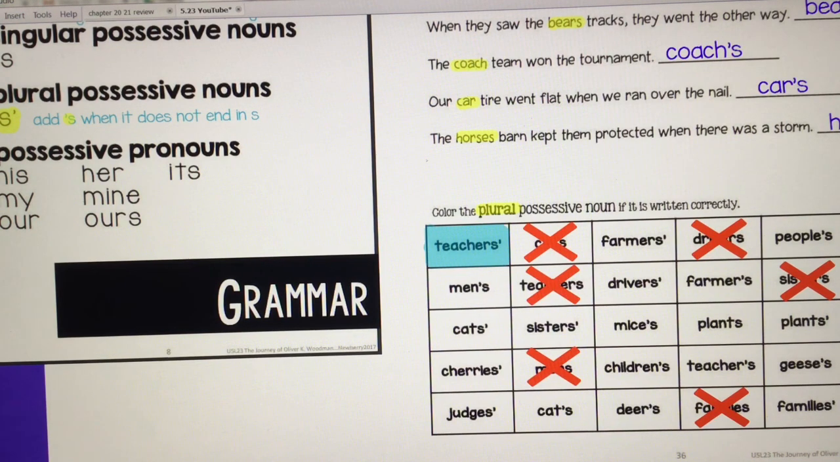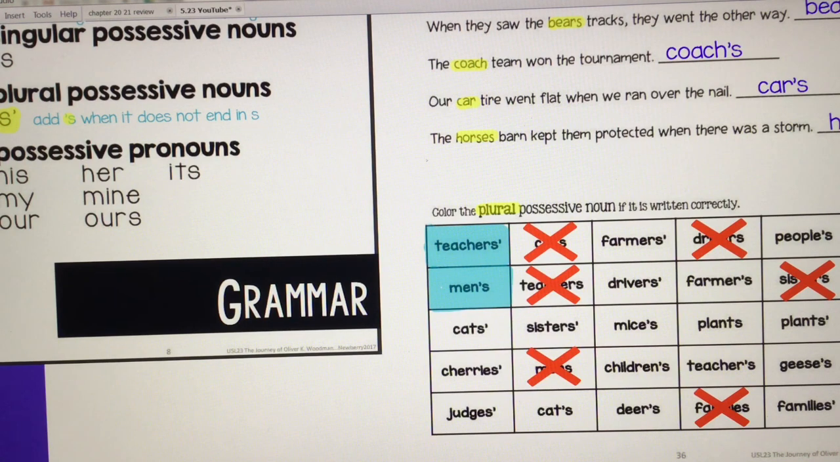Okay, next one, men's. Well, one person's man, M-A-N. More than one is men. So when I just see the root word men, that is plural. This is one of those tricky ones where the plural form of it doesn't end in an S. So I am going to use an apostrophe S, just like child with children. So we are going to color it, just because the base word men means more than one.